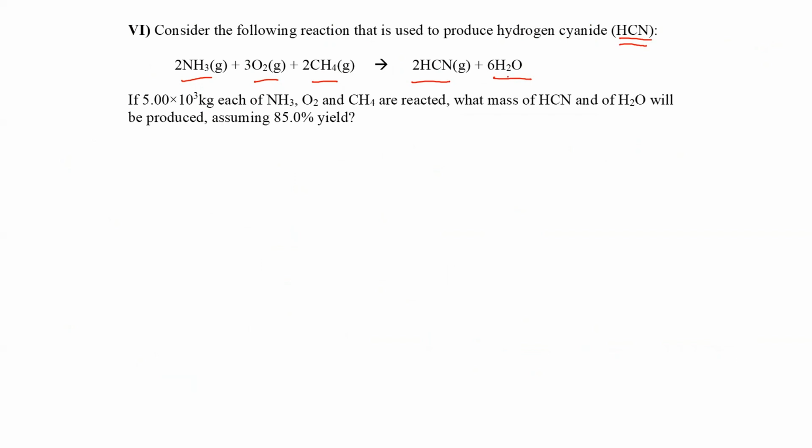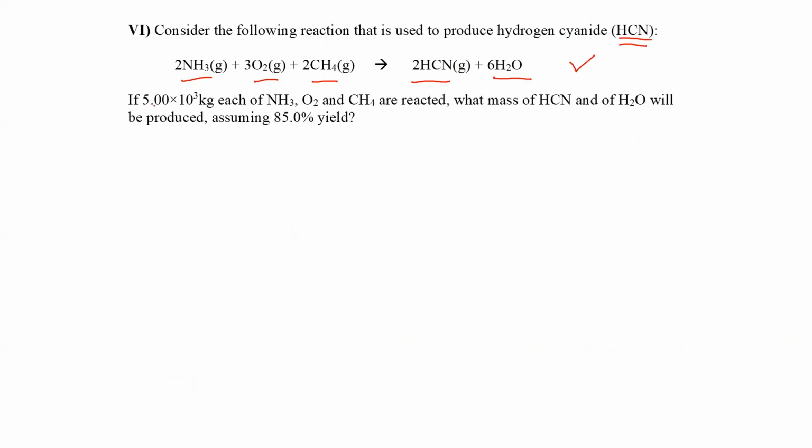We can check if it's balanced. So we have 2 nitrogen, 6 hydrogen, plus 8, so 14. And here we have 6 times 2, 12, plus 2, 14. We have 6 oxygen, we have 6 oxygen. We have 2 carbon, and 2 times 1, 2 carbon. So the reaction is balanced.